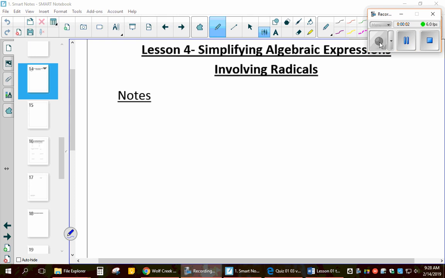Okay, so what lesson 4 is going to be about is simplifying algebraic expressions involving radicals, but this one's going to be with variables in it. So we're going to see a lot more of things like, for example, ax squared, right? So all the same kind of skills we've been dealing with, we just have to also deal with these variables. So first off, we're going to do simplifying algebraic expressions.